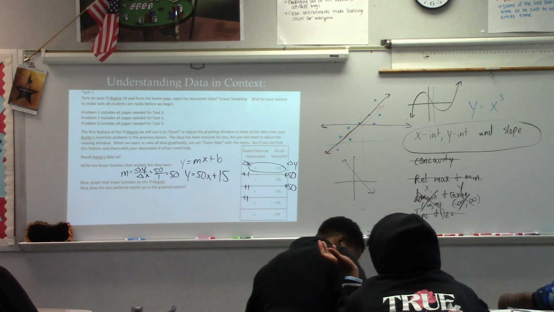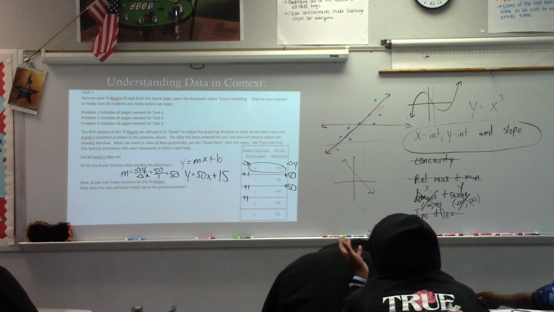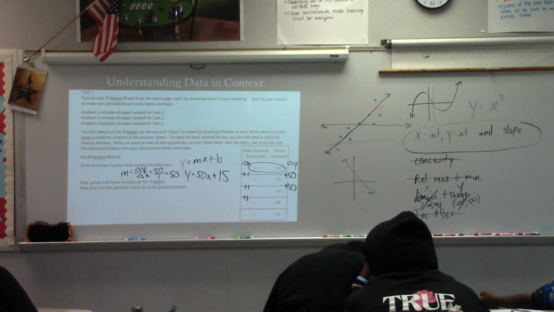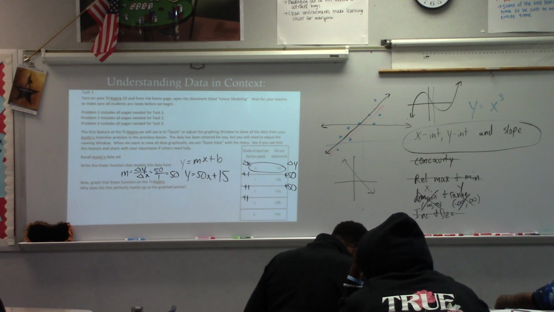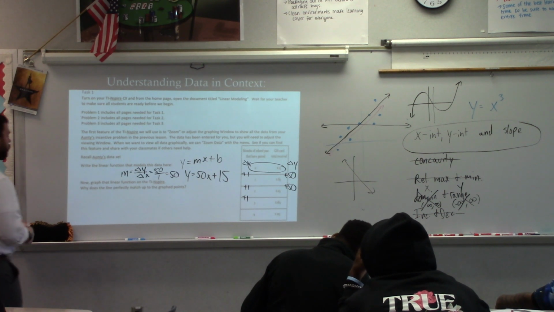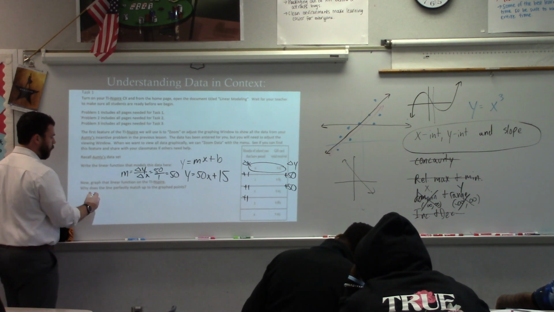Do all data points have a slope? Well, the trend line will always have a slope. I'm saying the data points, it's constant. You're close. So what kind of function has a constant additive rate of change? A line. So the data points are a perfect what? Line. Are data points always going to be a perfect line? No. So we just need to recognize here, why does the line perfectly match up to the graph points?